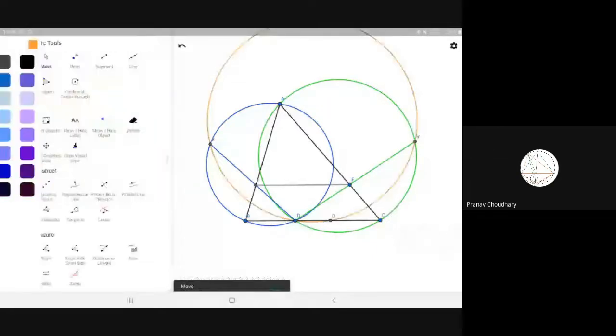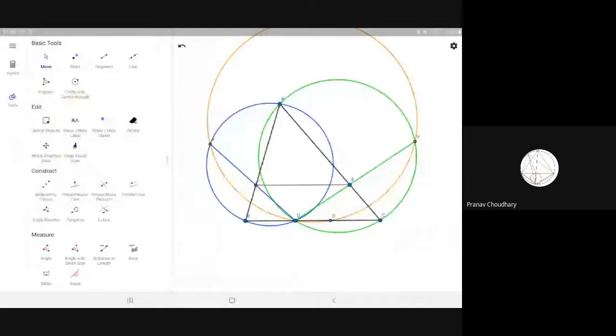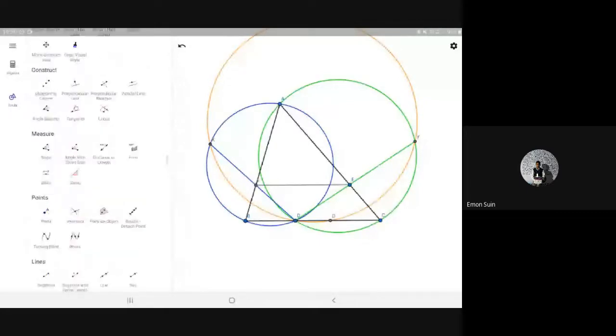Yeah, I'm done with the diagram. If anyone has any ideas, feel free to chip in. Consider the centers of dxy and ABC. Okay, go on. It will be O1 and O2.